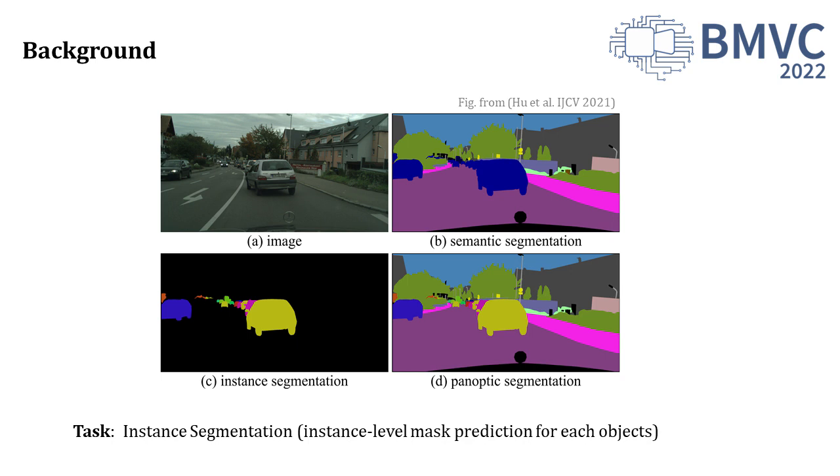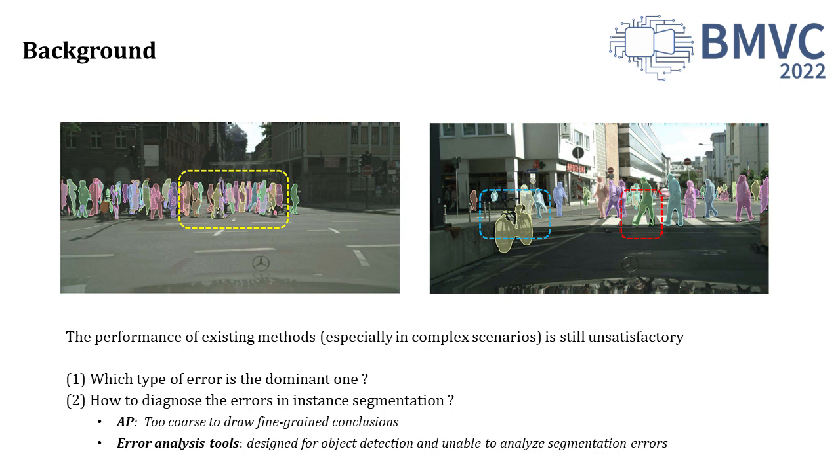In this work, we aim at instance segmentation, which is a fundamental task in computer vision. Instance segmentation requires instance-level mask prediction, which is a more fine-grained task compared with object detection and semantic segmentation. Despite many methods having been proposed, they still do not perform well in complex scenarios, such as occlusion and low illumination. We start with analyzing the errors in instance segmentation.